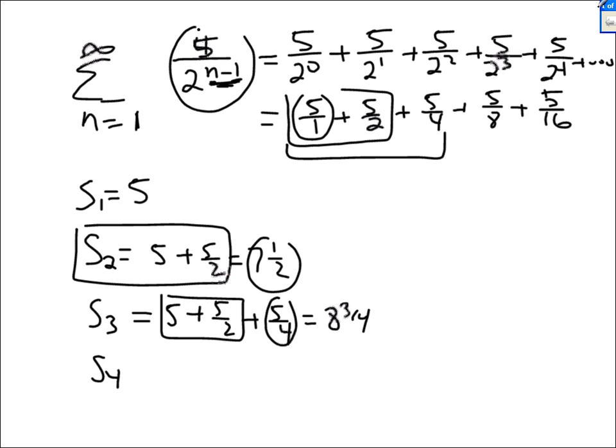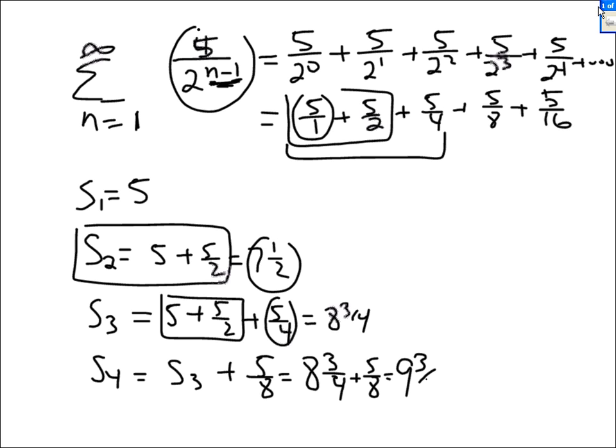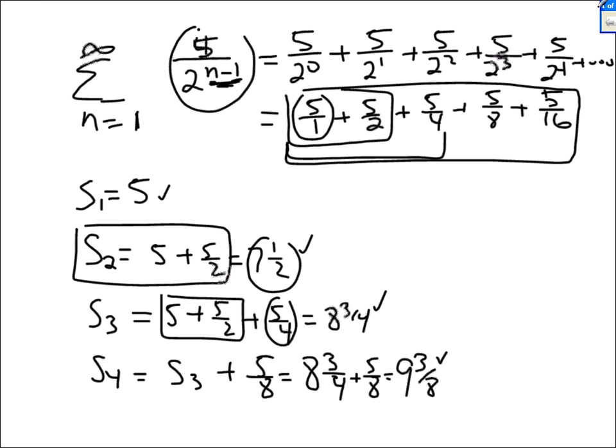S sub 4, that's S sub 3, the sum of the first 3 numbers, plus the 4th number, 5/8. It's 8 6/8 plus 5 more 8ths. That's 11/8. That's 9 and I guess 3 over 8. And S5 would be add on 5 over 16. That's the partial sums. I listed the first 4: 5, 7.5, 8 3/4, 9 3/8.